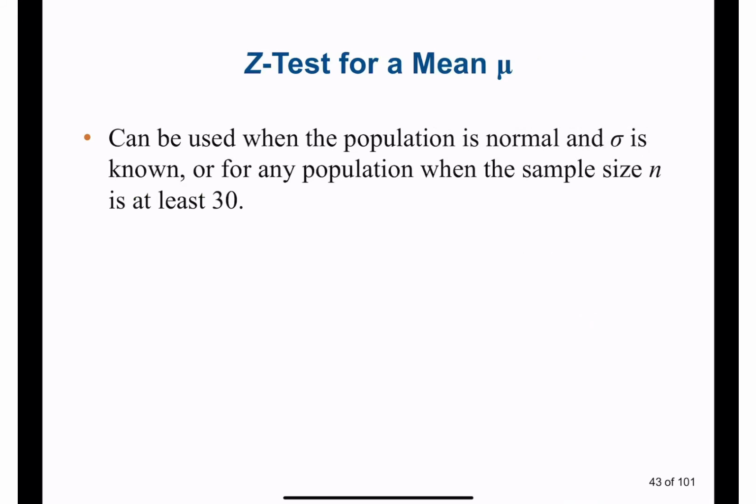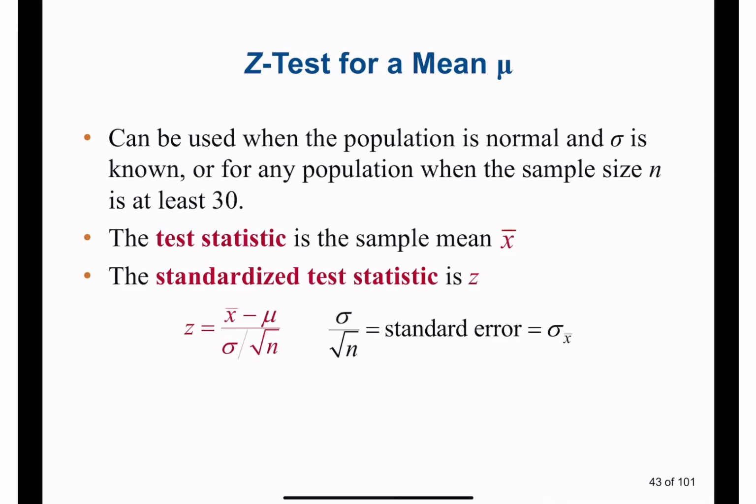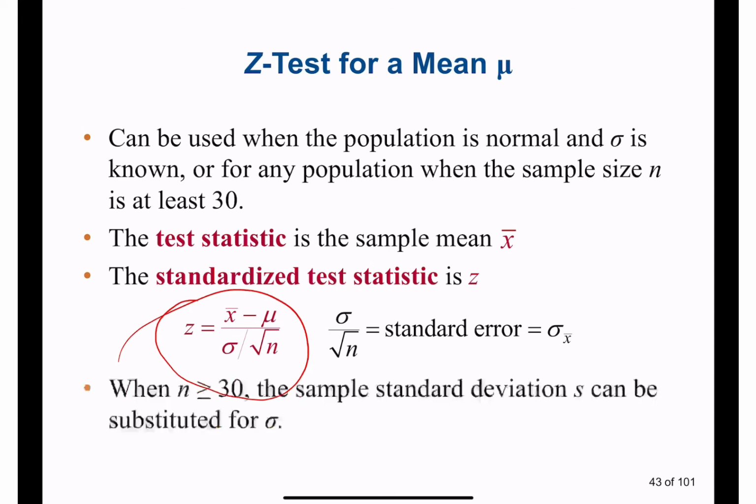So let's solve the z-test for the large sample. To calculate the z-score, it's going to be z-score is equal x bar minus mu over sigma over square root n. It's nothing new. You already know about that. We call it the standardized test statistic, and we always use it when n is greater than or equal to 30.